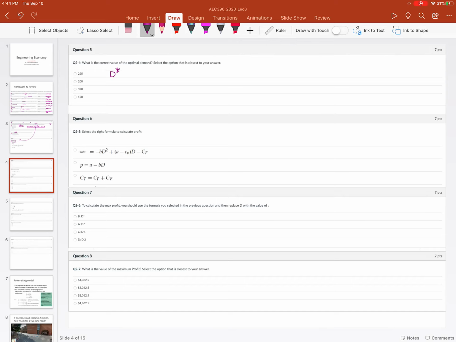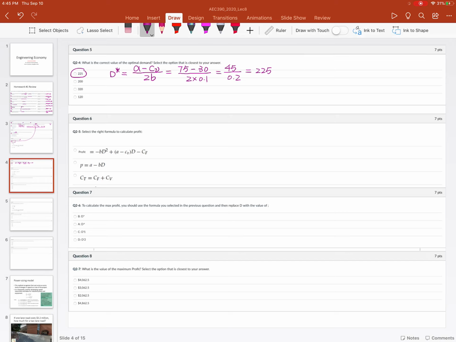So D star equals A minus C lowercase v over 2B. That's the formula. And then you substitute A, CV, and B with those values. A is 75, CV is 30, 2 times B is 0.1. So 75 minus 30 is 45. 2 times 0.1 is 0.2, and the answer is 225. So the first one is correct.